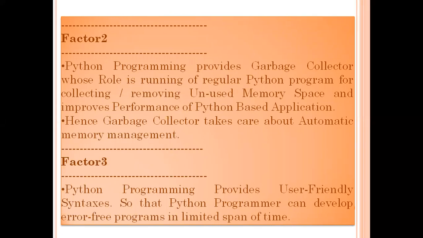The garbage collector will come and collect the unused memory and remove it. The programming will not go slow, it will go faster. We need not worry about it. Hence, the garbage collector takes care of automatic memory management. Garbage collector in Python automatically manages the memory.